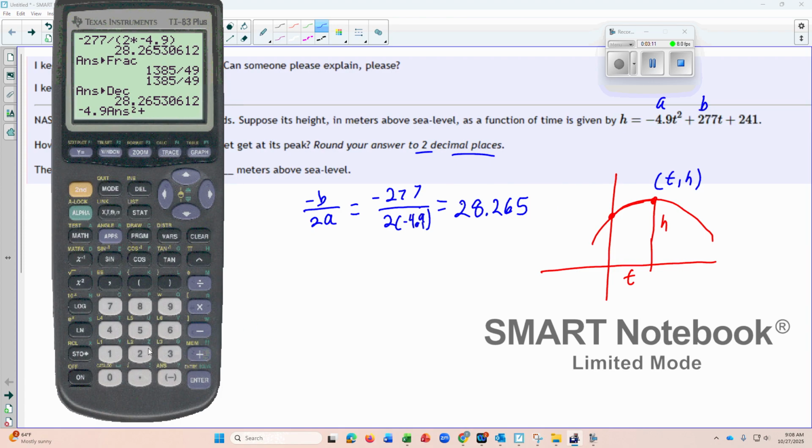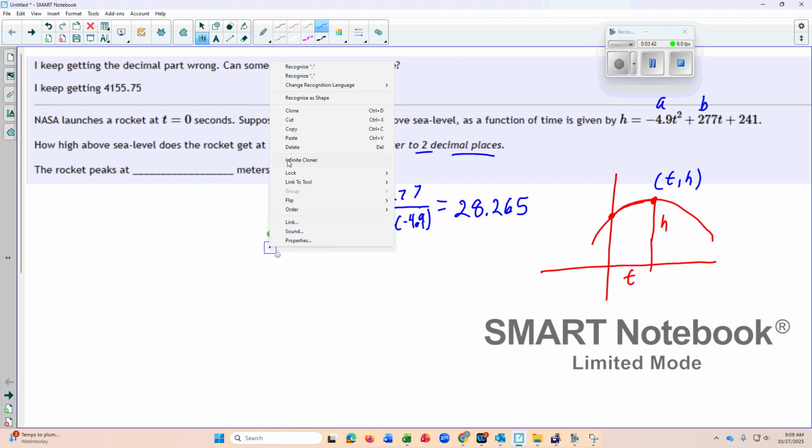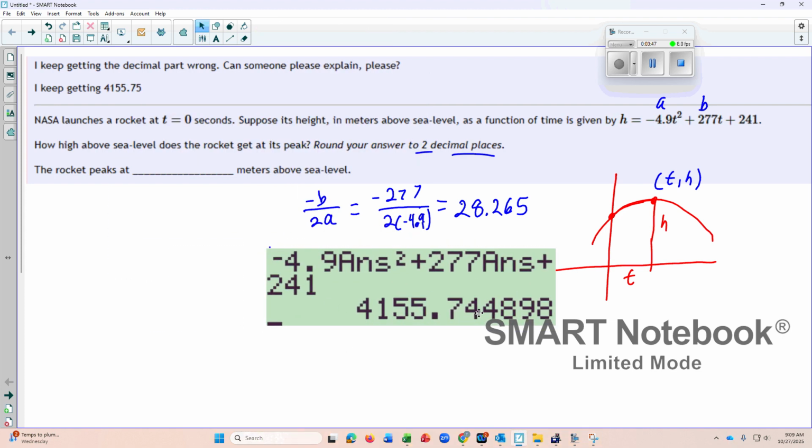And then I'm going to do plus 277, and then I want to multiply that by the answer from the previous part again. So I'll press second and that negative key. So this is answer. I'm going to multiply it by the answer above. And then plus 241. And so we get this value right here. So we go ahead and get a snippet of that to put in the notes. Paste it. Okay, so that's the exact one right there.